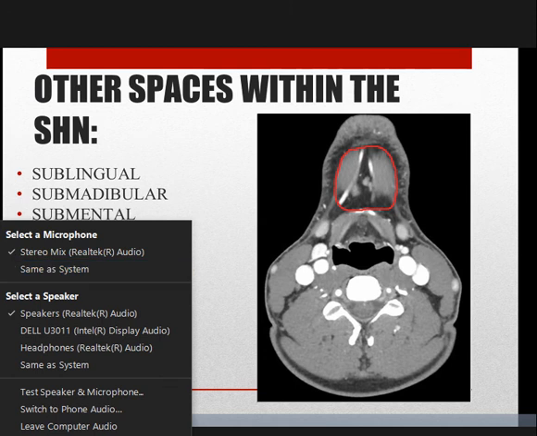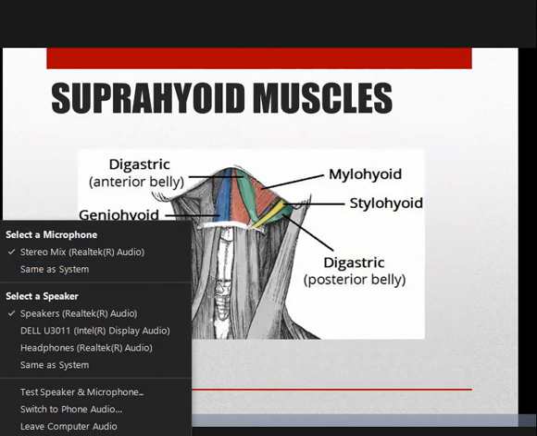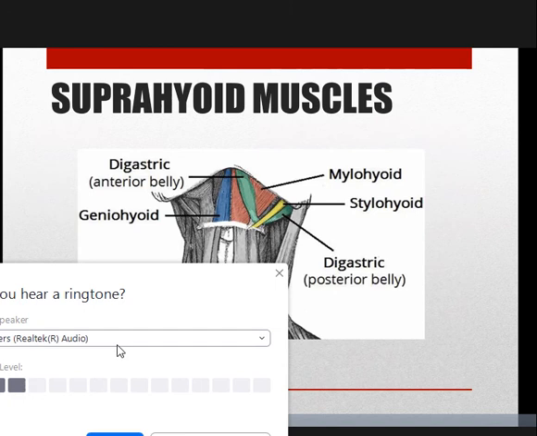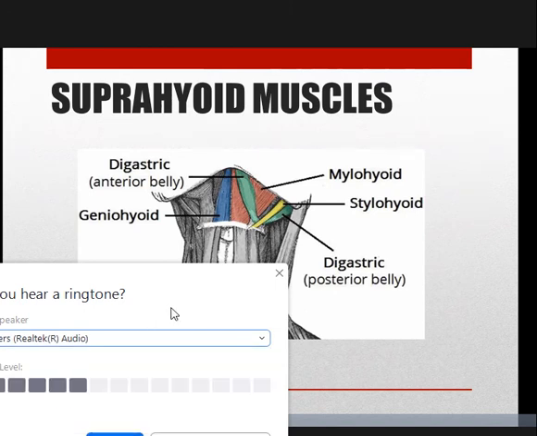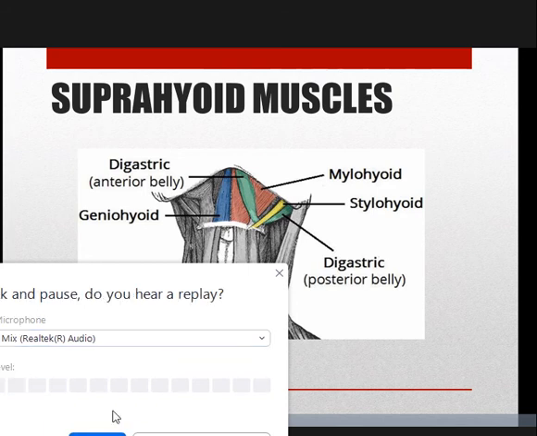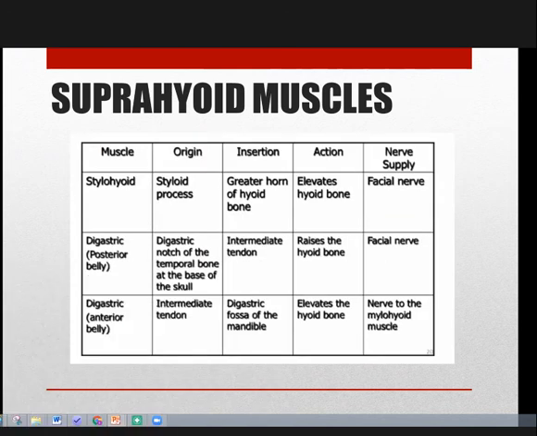So next part is that I will just briefly discuss the different muscles within the suprahyoid region. So we have five suprahyoid muscles. It is comprised of your geniohyoid, mylohyoid, stylohyoid, and the anterior and posterior belly of the digastric muscle. So this table is just the summary of those five muscles. So the stylohyoid, the main action of this muscle is it elevates the hyoid bone. It is supplied by the facial nerve.